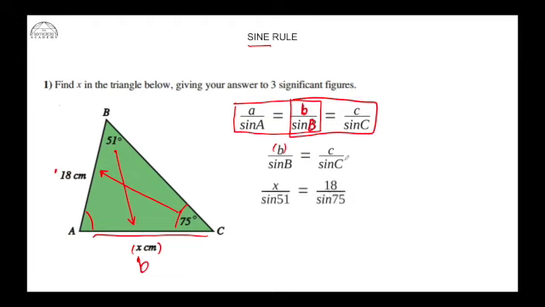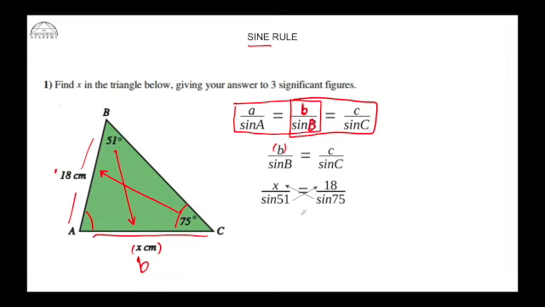So at the end of the day, remember, we'll just substitute B is really X. The angle B is 51 degrees, so it's X over sine 51 is equal to 18 over sine 75. 18 is the side C, and the corresponding angle is the sine of 75. And that is all there is to it. Now we could cross multiply.